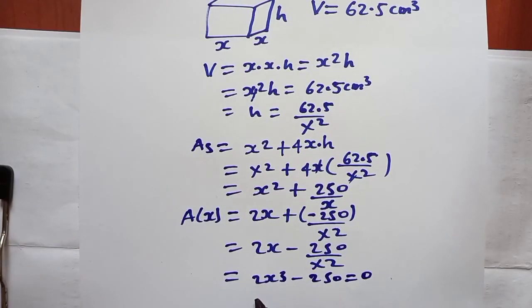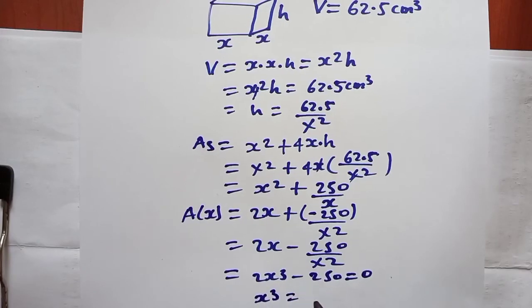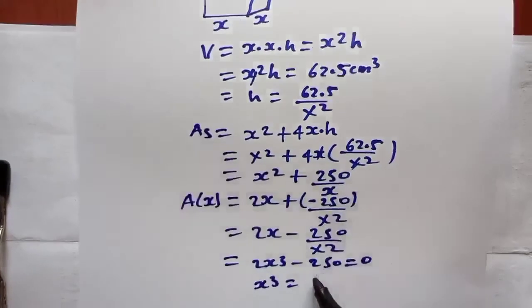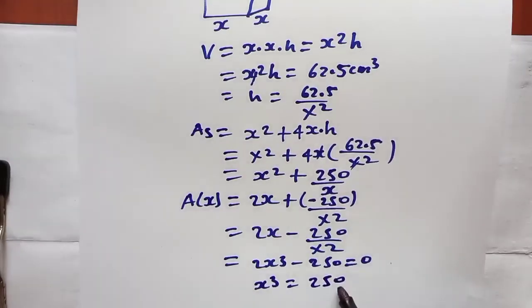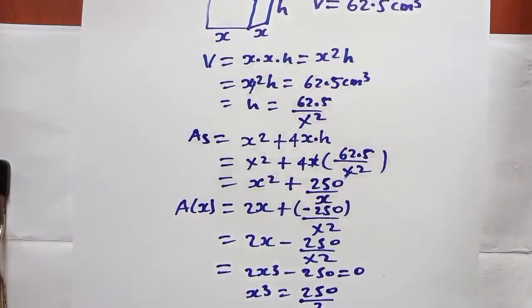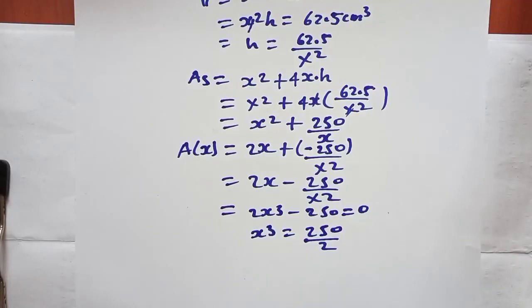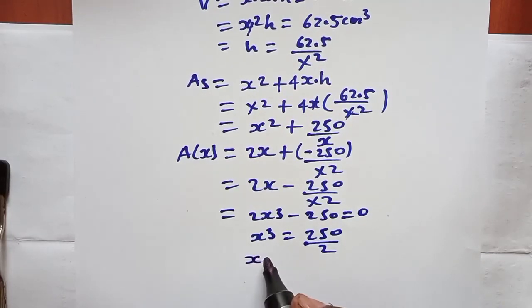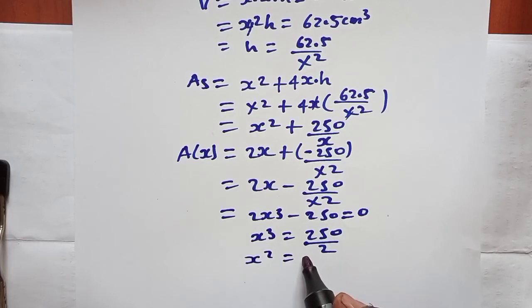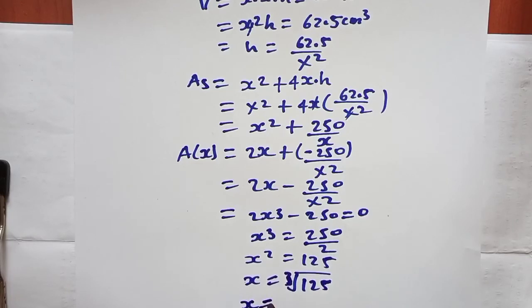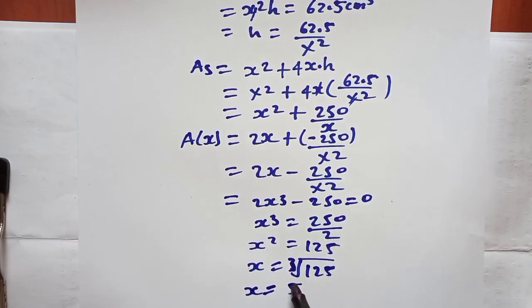Therefore, x cube is equal to 250 divided by 2, x cube is equal to 125. x is equal to cube root of 125. x is equal to 5.